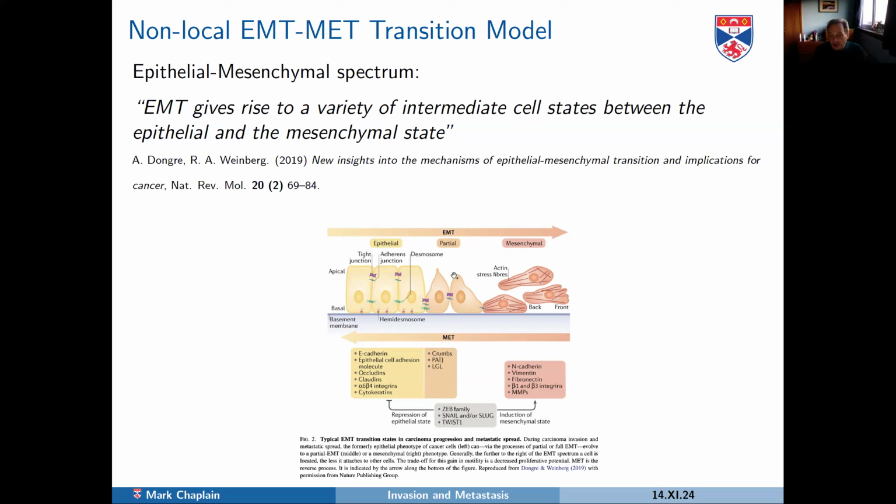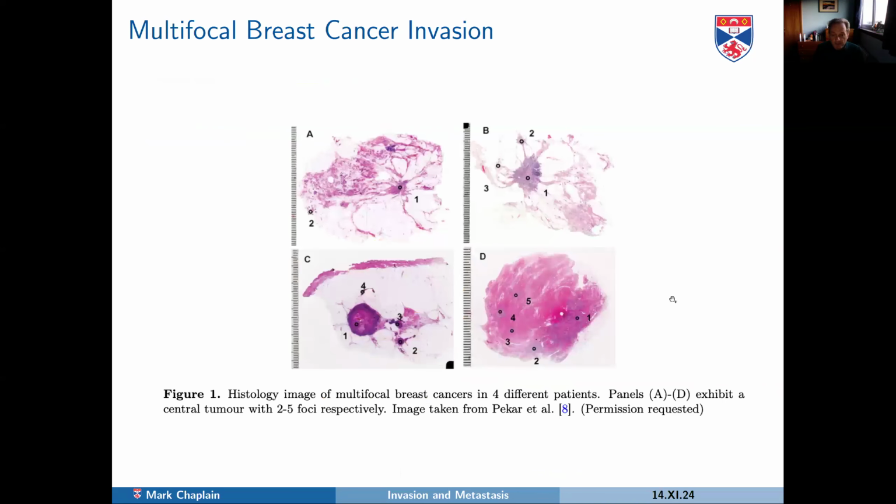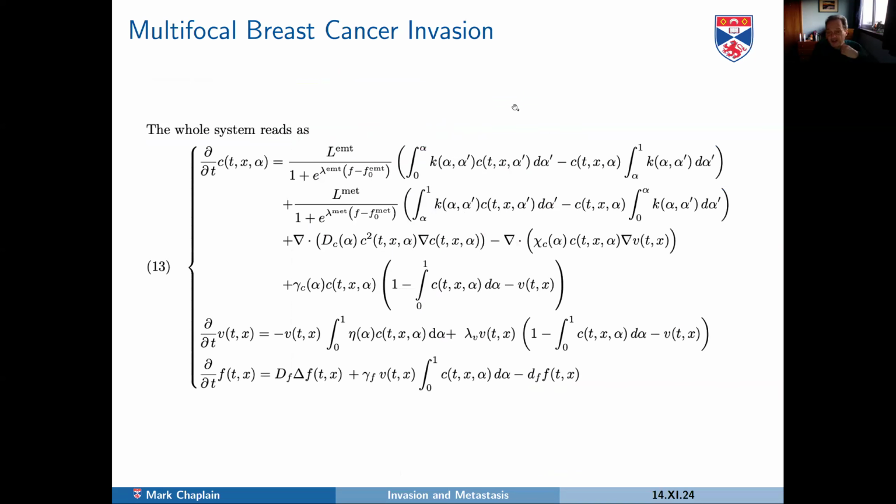So you can have some partial cells which are a combination of epithelial and mesenchymal characteristics. This is some data from breast cancers where they have tried to look at the phenotypes of epithelial mesenchymal cells. And very recently, just this year, we published quite a detailed paper that I would have to spend a whole hour on. This is a paper where we have used non-local kernels to model the transition from epithelial to mesenchymal phenotype. So there's a parameter which determines where you are on the EMT spectrum.